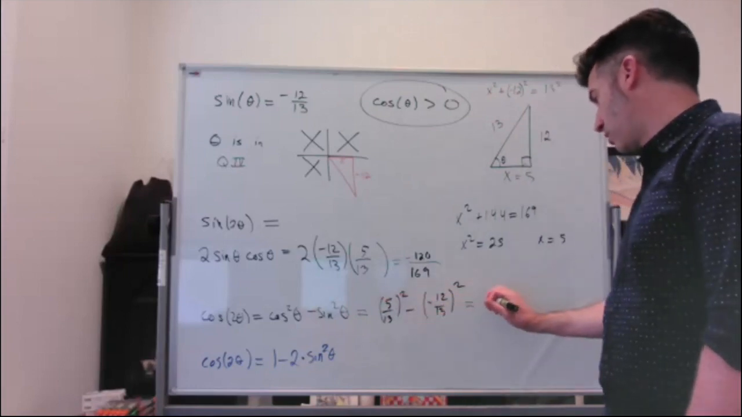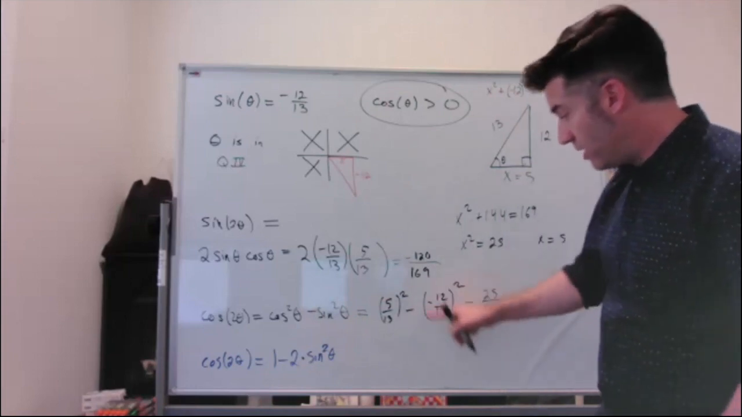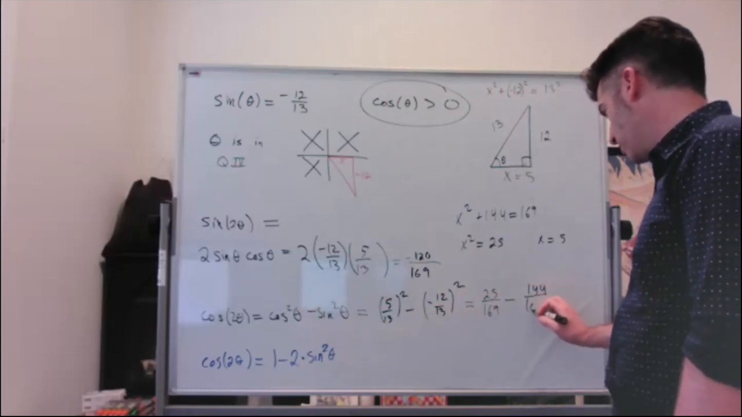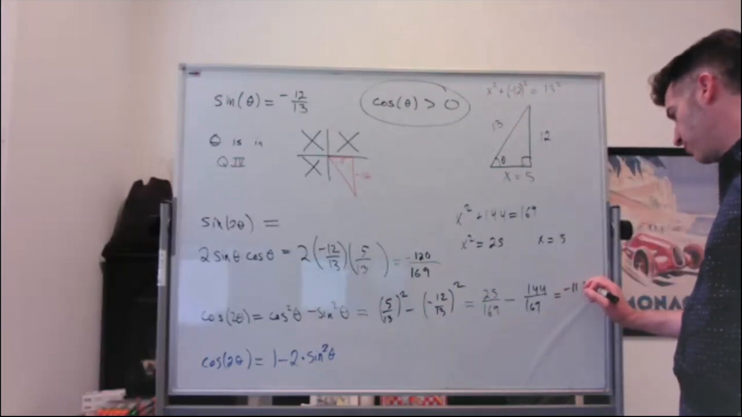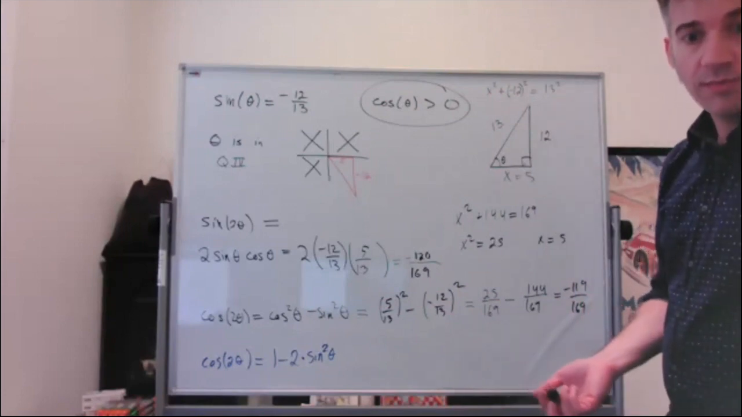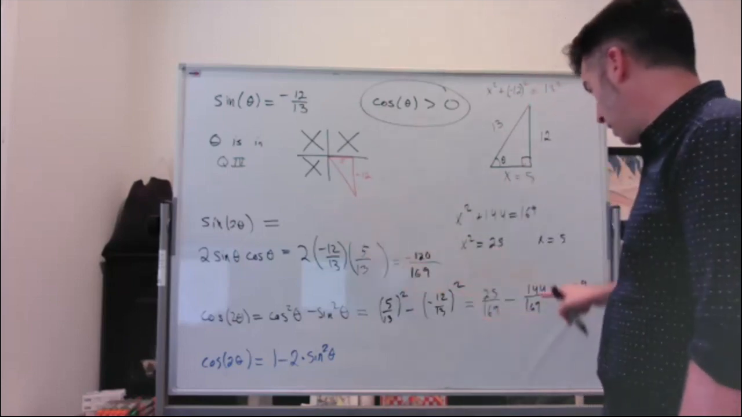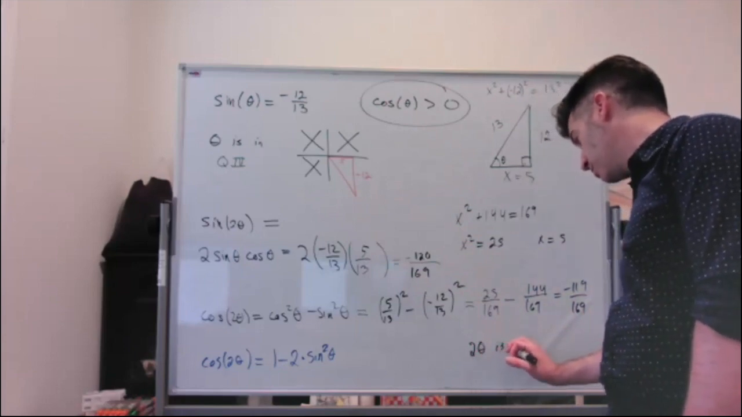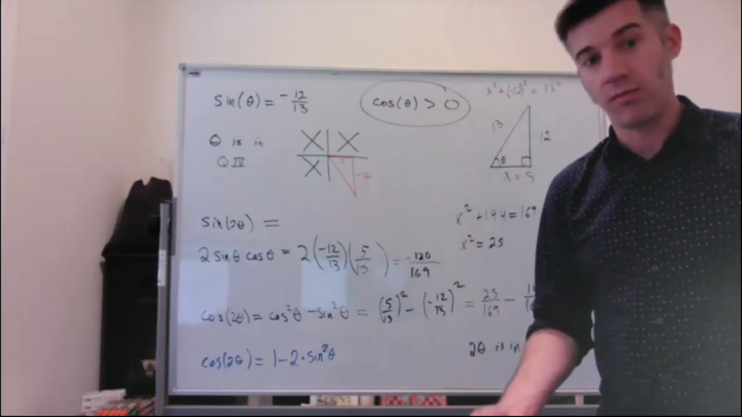So 5 over 13 squared is 25 over 169 minus, and this thing squared is going to be positive. So it's minus positive 144 over 169. 25 minus 144 is negative 119. I think, yeah, that's right. So based on the fact that sine of 2 theta is negative and cosine of 2 theta is also negative, 2 theta must be in quadrant 3, where sine and cosine are both negative.